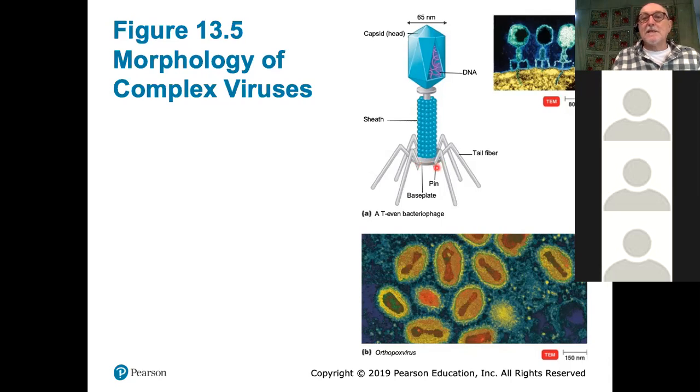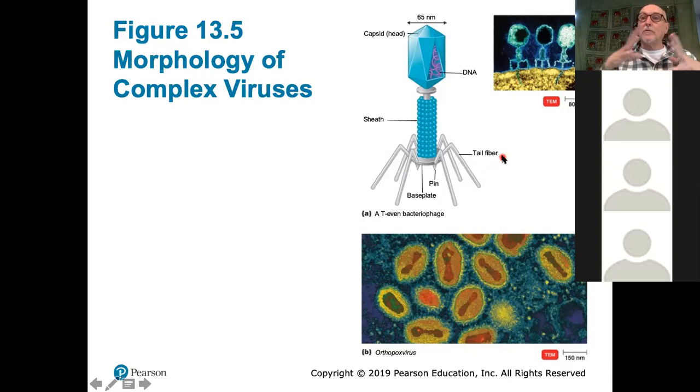At the bottom here, there is a base plate. You can see it's got some little spikes in it. And then it has these legs called the tail fibers. Normally, those tail fibers are extended when the virus is free, floating around. The tail fibers determine where it can settle, where it can fix. In this case, it fixes to the bacterial cell wall.